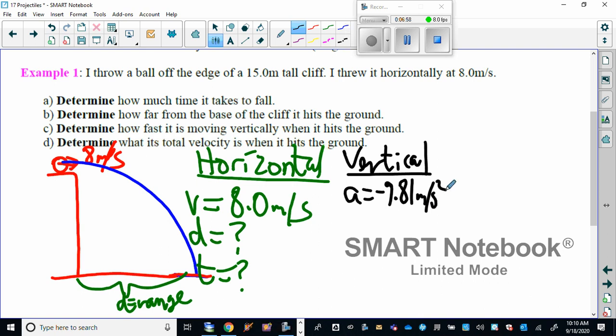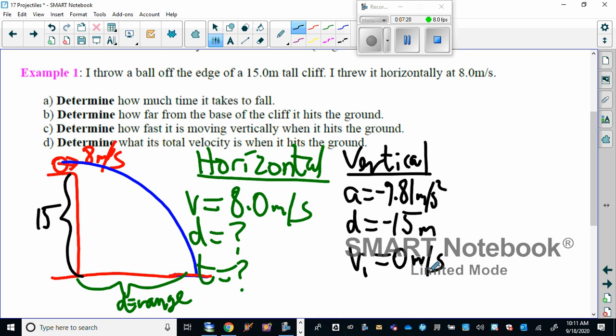What else do we have vertically? Well, we have the displacement. Here's the vertical displacement. It's a 15-meter tall cliff. So the vertical displacement is actually negative 15 because it's going down. Do we have anything else? And the answer is yes. We actually have the initial velocity, which is 0, because it has no vertical velocity initially.